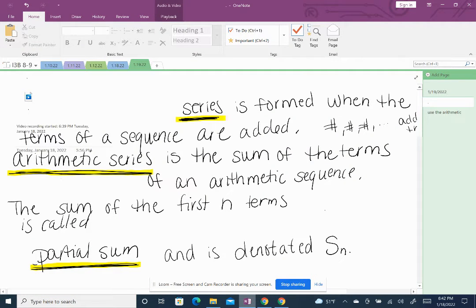So here's your textbook definitions. A series is formed when the terms of a sequence are added. Number, number, number, you add all those numbers together. The difference for an arithmetic series is just you're using an arithmetic sequence. And whenever you have a certain number of terms, so let's say you only want to add up the first 6 boxes, or the first whatever, that's going to be a partial sum. So that's going to be adding up a partial amount of the total.